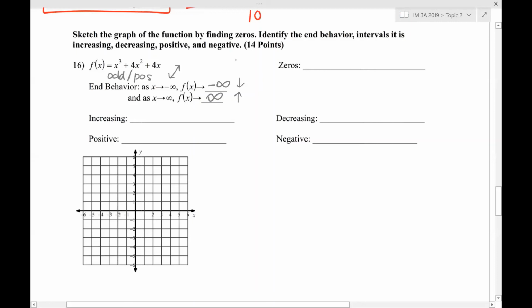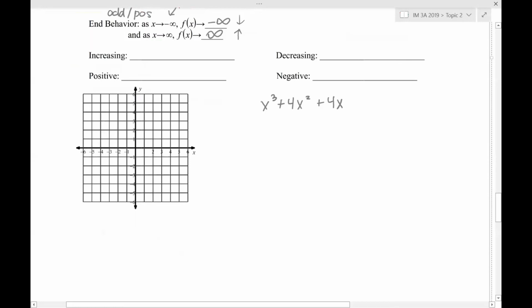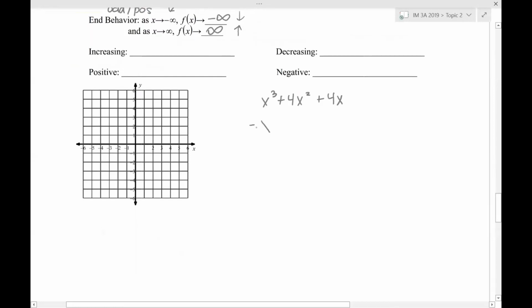The zeros we are going to get by factoring. So let's write our function down in this space here. So x cubed plus 4x squared plus 4x. So what I want to do is factor out any common factors, which in this case is just x. And then that leaves me with x squared plus 4x plus 4.